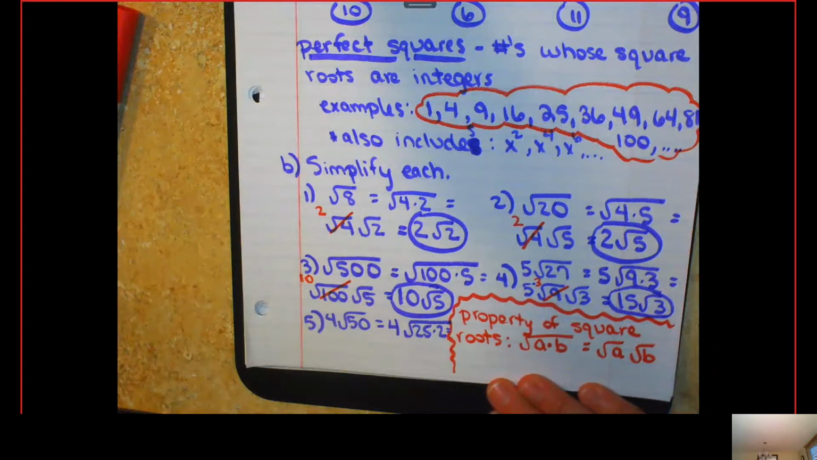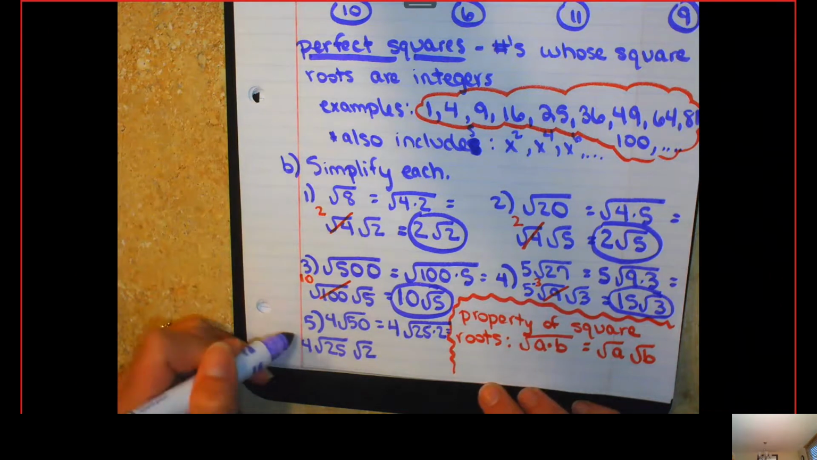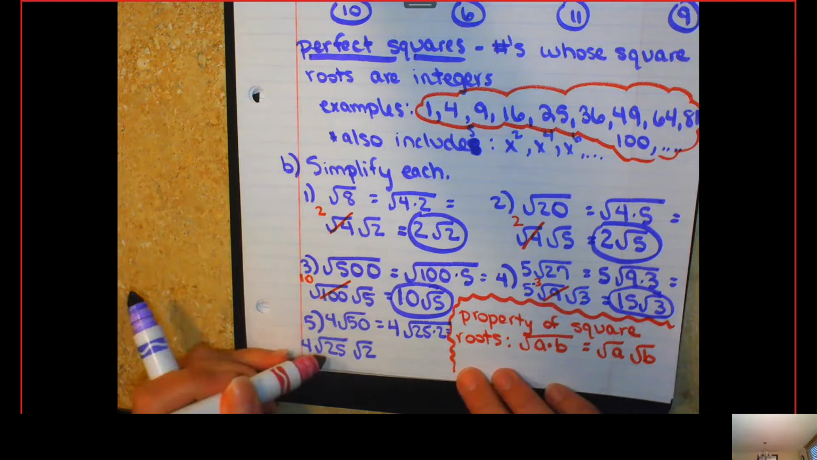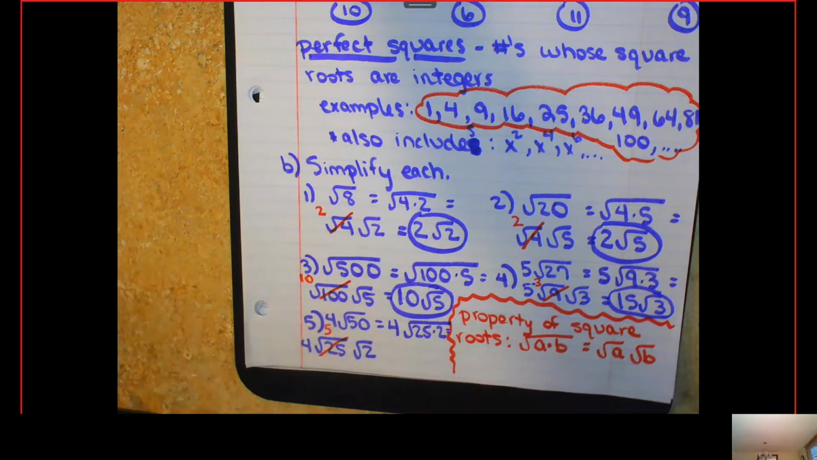Now I'm ready to split it apart, so I bring the 4 over since that's on the outside, and I give each of these their own radical. So radical 25, radical 2. Now I'm going to simplify. I do not cross off this 4 and put a 2 because it's on the outside, so it doesn't change. You leave it. I changed the square root of 25, though, to 5, because 5 times 5 gives you 25. Can't do anything with the 2.